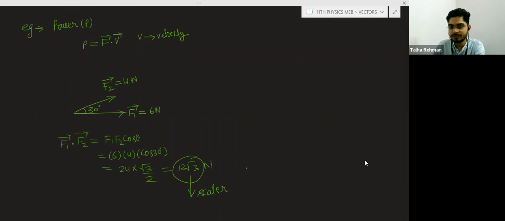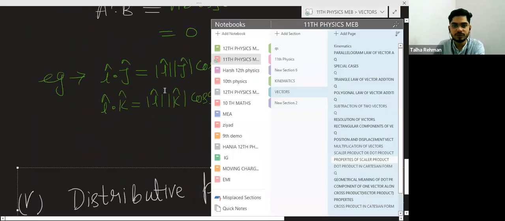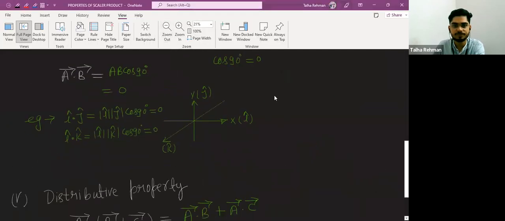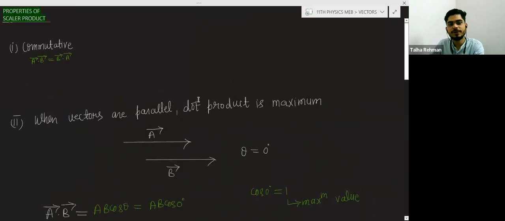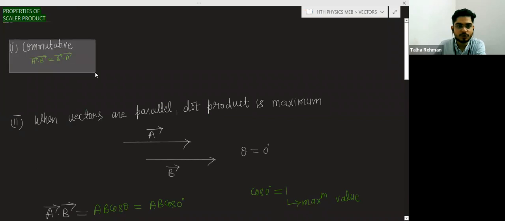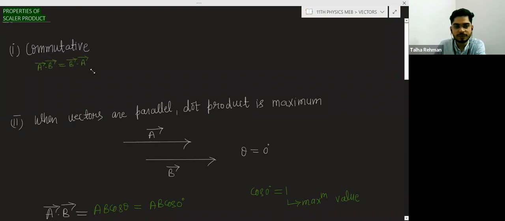Second thing, I discussed the properties of the dot product. Simple things are there in the dot product. The first property: the dot product is commutative. Commutative means if you write A dot B, then A dot B is equal to B dot A. When you change the order, the dot product of two vectors remains the same.